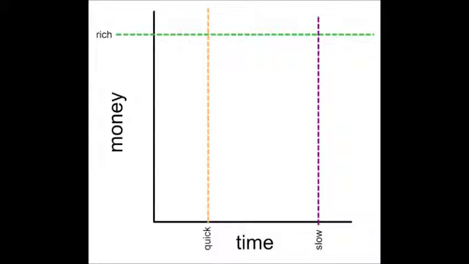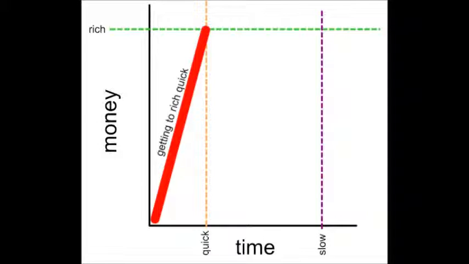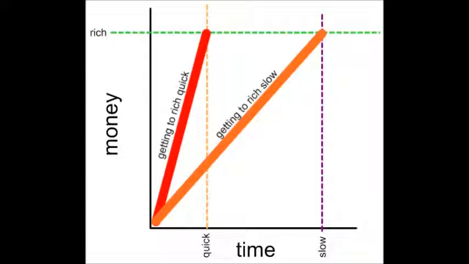So if you were getting rich quick, that would mean that you are going to go up to the rich line, but in not very much time. In comparison, if you were going to get rich slowly, you'd still go up to the same rich line, but it's going to happen over a much longer period of time.